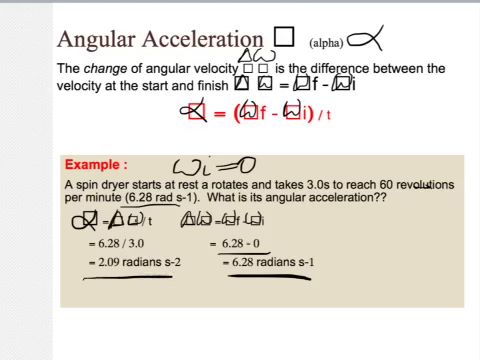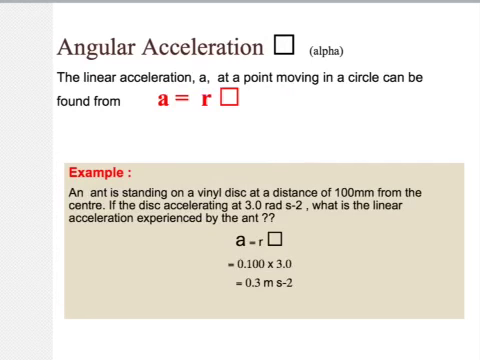Now, angular acceleration is also related to the linear acceleration by a very similar equation to the one we've seen before. It's simply the radius times the angular acceleration. Very useful equation. Here's an example using that one. An ant is standing on a vinyl disc at a distance of 100 millimeters from the center. If the disc is accelerating at 3.0 radians per second squared, what is the linear acceleration experienced by the ant?